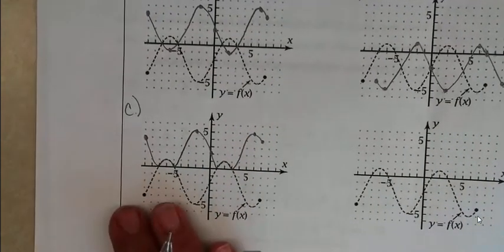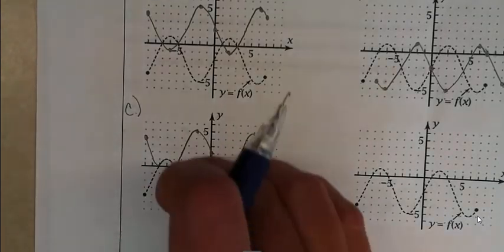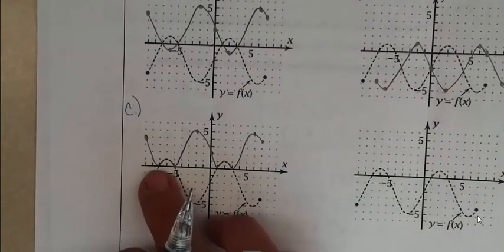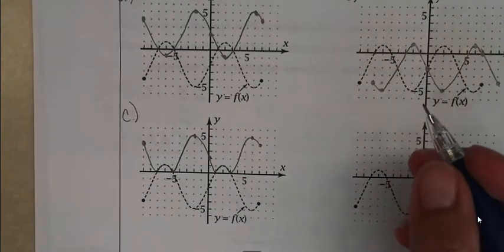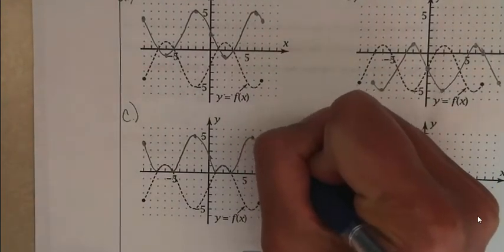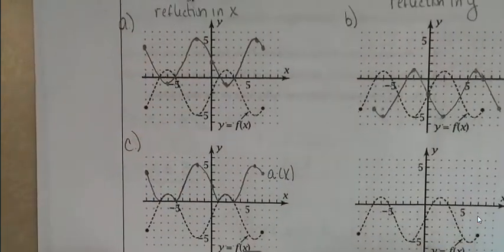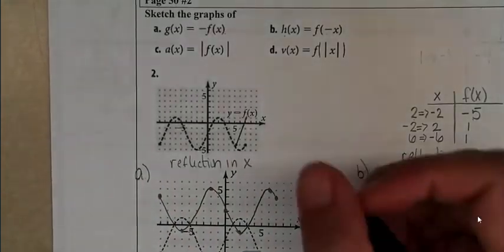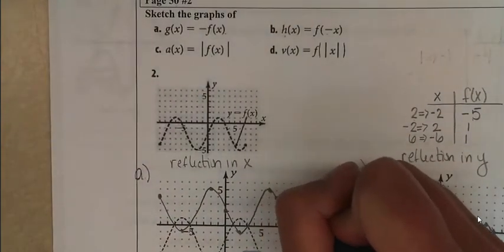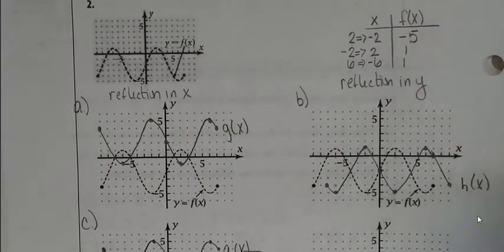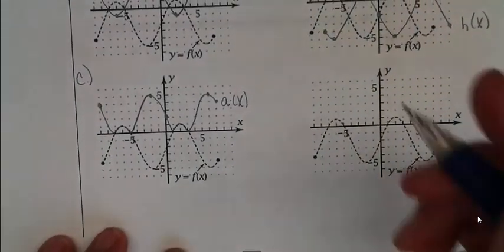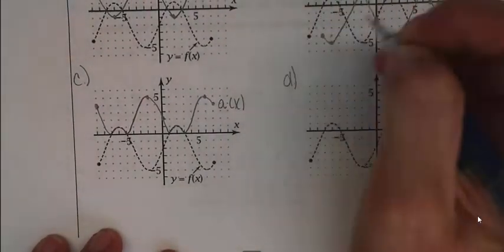Okay, so everything that used to be negative is now positive, and everything that used to be positive is still positive. Okay? So let's see, this was a of x. Maybe we should label them. Go back to a, that was g of x. And b was h of x. Just for fun. All right, last one. So D.